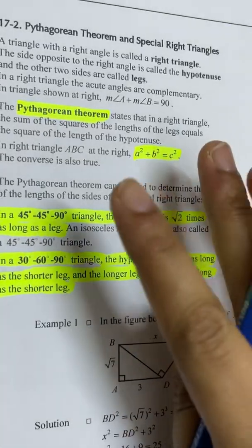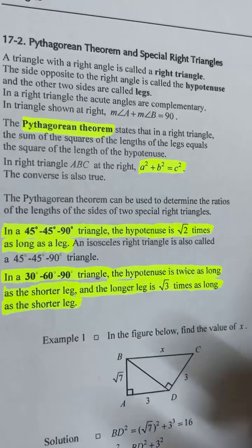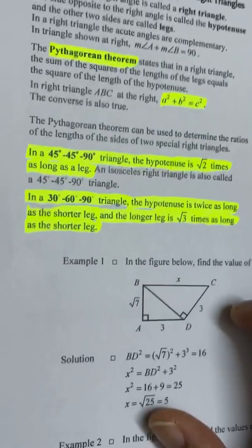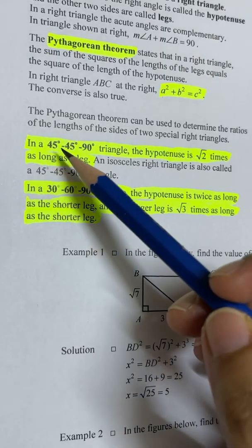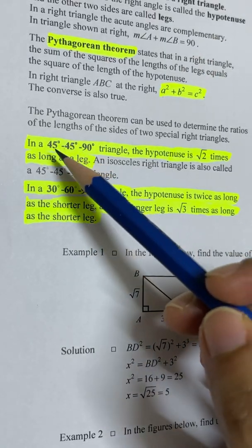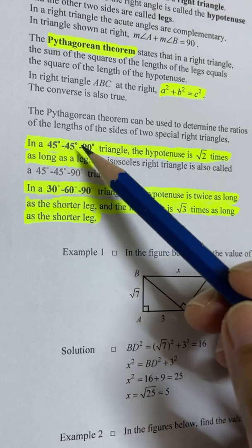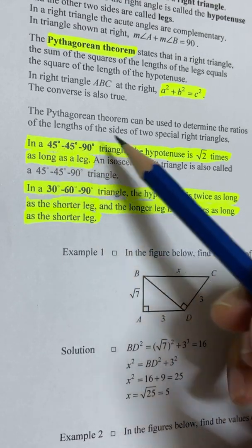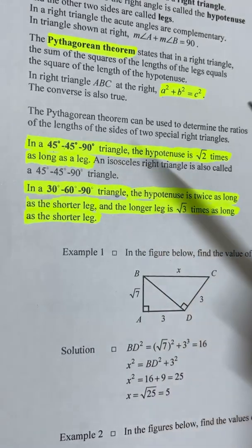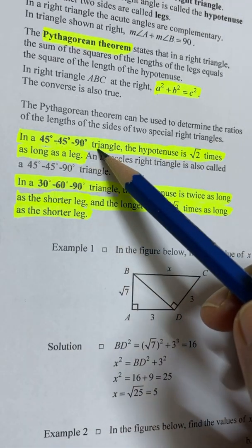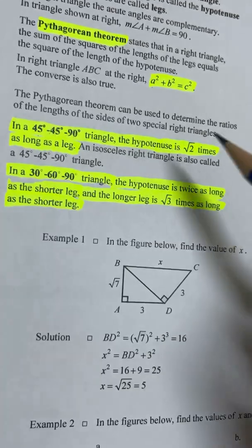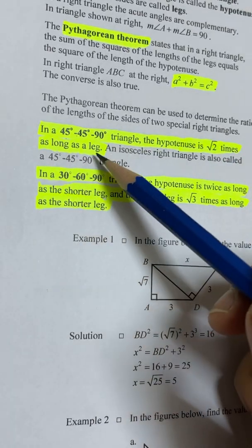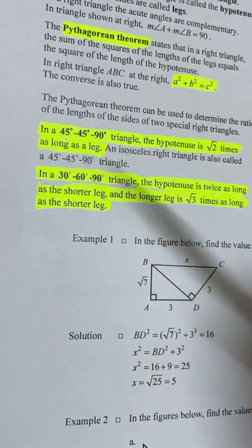And the second most important thing which you have to remember when you're doing special right triangles is that there are two kinds of special triangles. That is 45, 45, 90 triangle. In a 45, 45, 90 triangle, the hypotenuse is root 2 times as long as a leg. What do you mean by that?